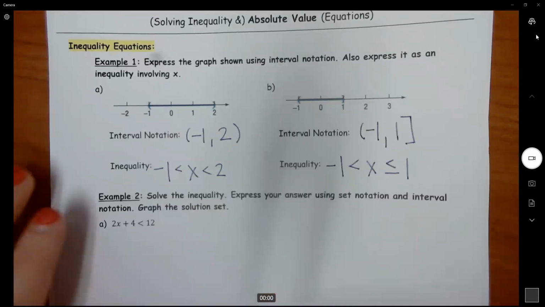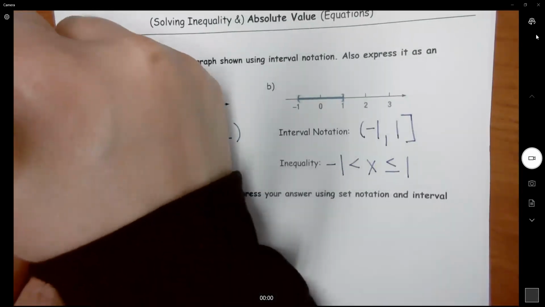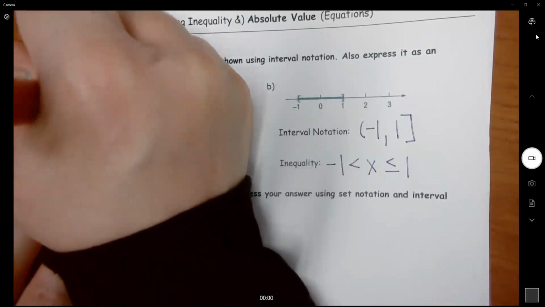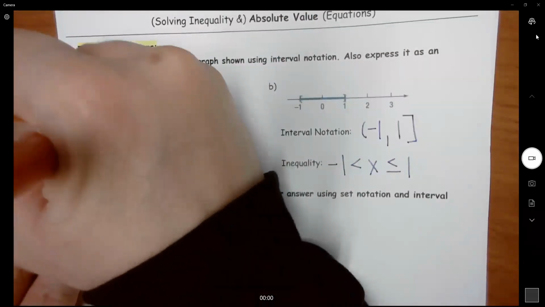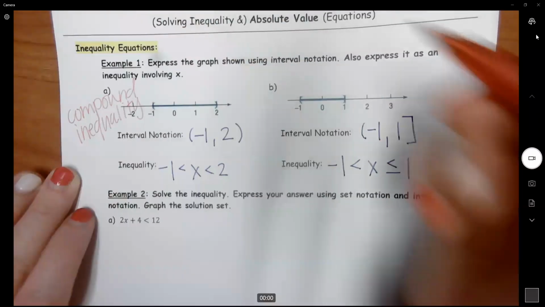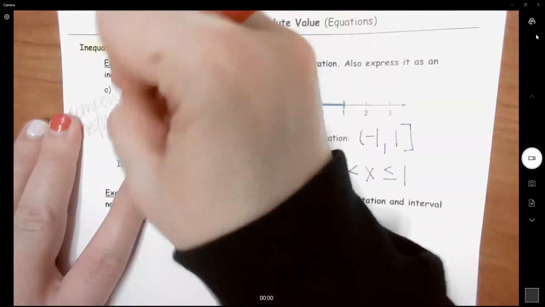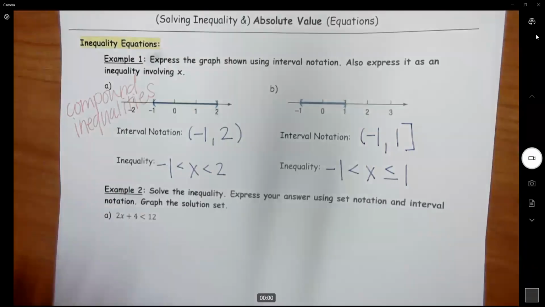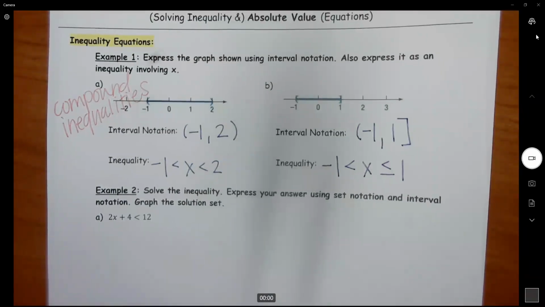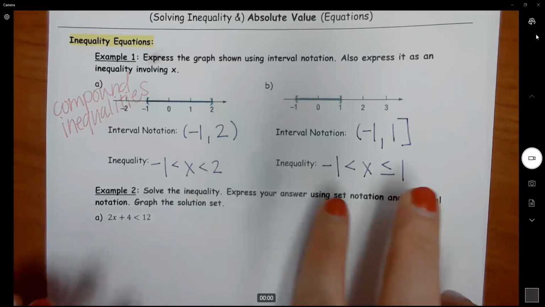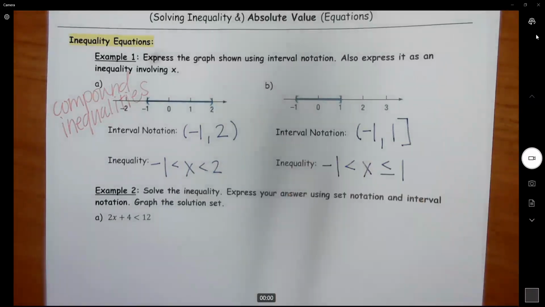Both of these are considered compound inequalities, because they have the two solutions that are containing our solutions.